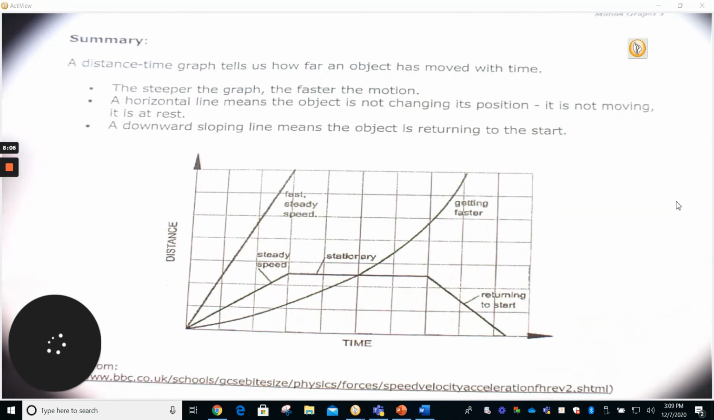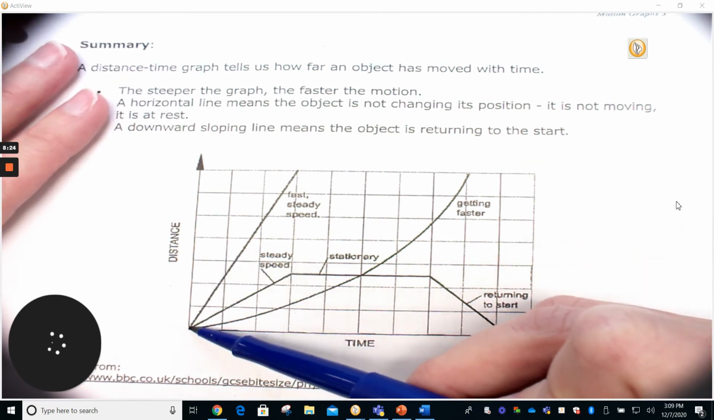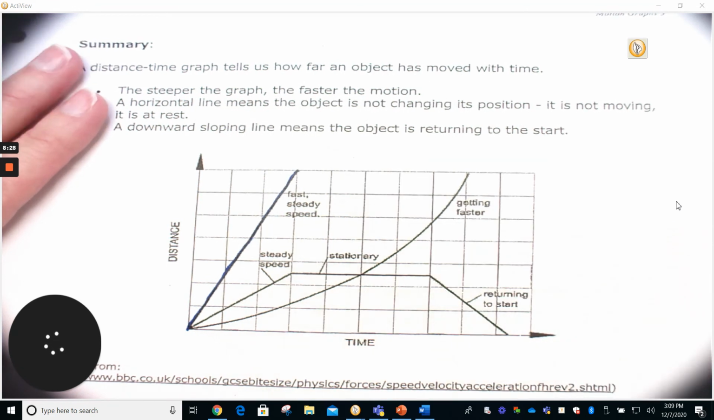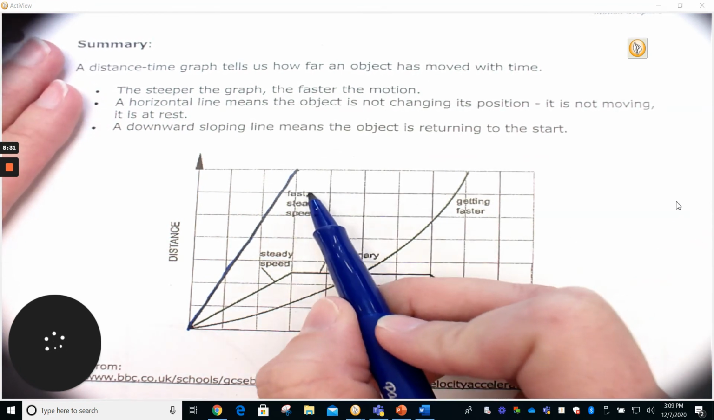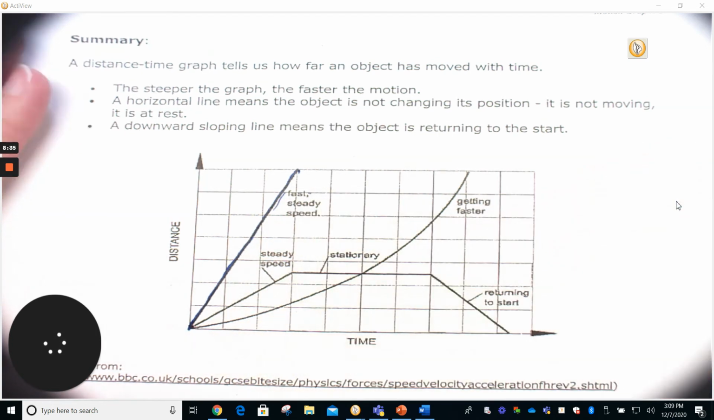So let's look at this graph right here. This one's got all kinds of information on it, and we're going to kind of check it out. So a distance time graph shows us how far an object moved with time. The steeper the line, the faster the motion. So this line right here is pretty steep. That's really close to being up and down. So we know that this was a fast, steady speed. It's a constant speed because it's a straight diagonal line, okay?